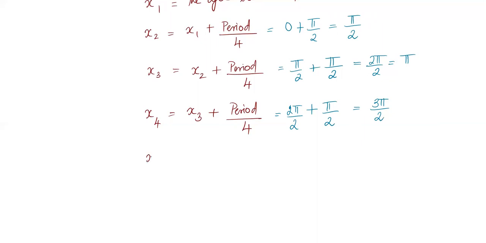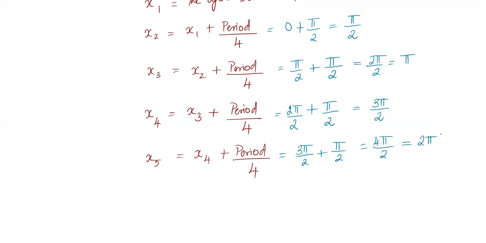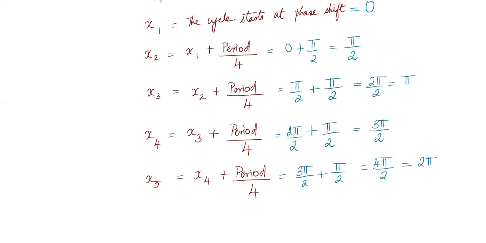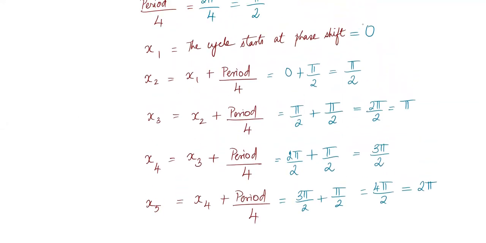And the last key point, out of the 5, that is the 5th one, will be x4 plus period over 4. That comes out to be this 3 pi over 2 plus the pi over 2, which will be 4 pi over 2, which reduces to 2 pi. But I would like you to pay attention to this format, because this is your first value, 0. Then it's pi over 2.